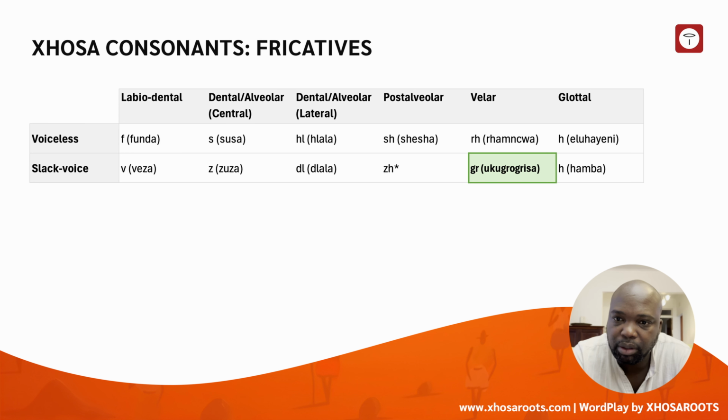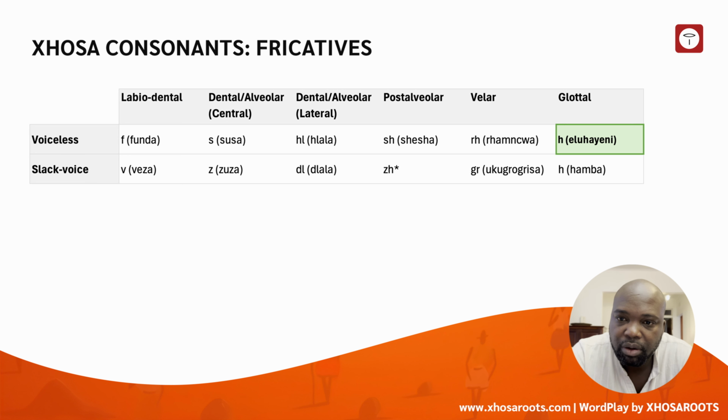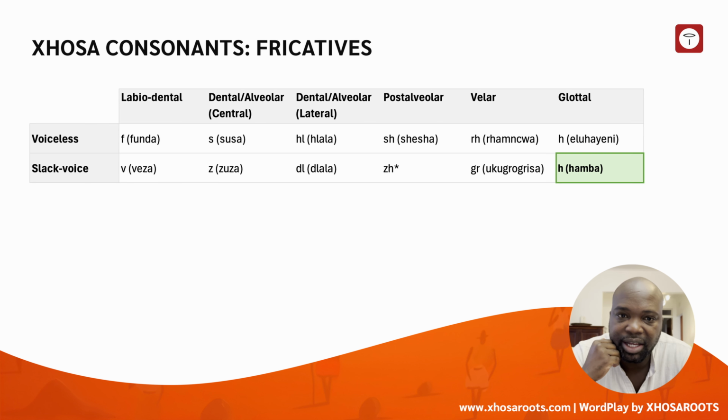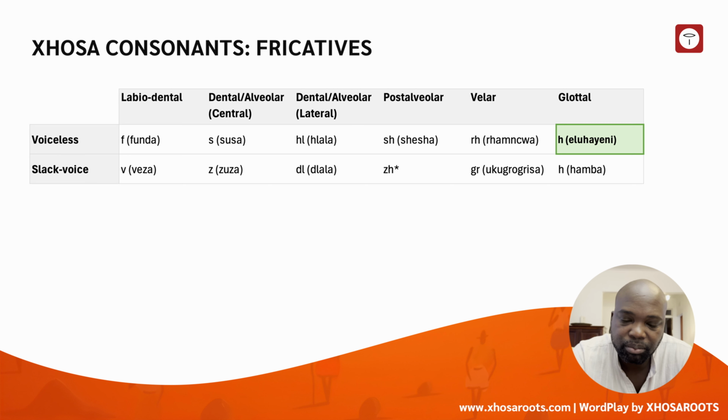And lastly, we have the glottal fricatives. For the glottal fricatives, we have the sound ha for the voiceless, and for the slack voice it is the breathy ha. And eluhaini, something that's not serious. When someone says tetanji into eluhaini, it means it's something that you cannot take seriously.